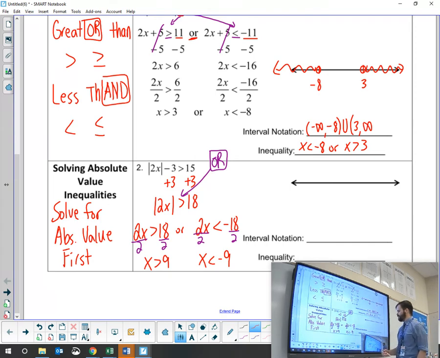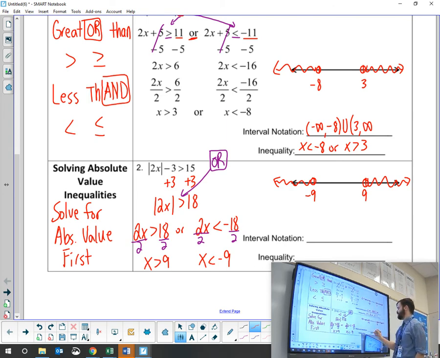So once again, whenever I graph this out, we can put a point at negative 9, we can put a point at positive 9, and we're going to circle both of these, and we're not going to fill in because it's not equal to, and we're going to go to the left, and we're going to go to the right. Okay? So we're at the left of negative 9, we're at the right of positive 9.